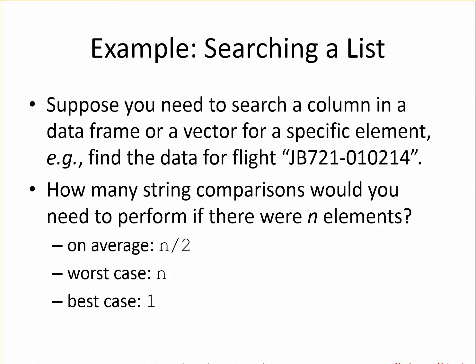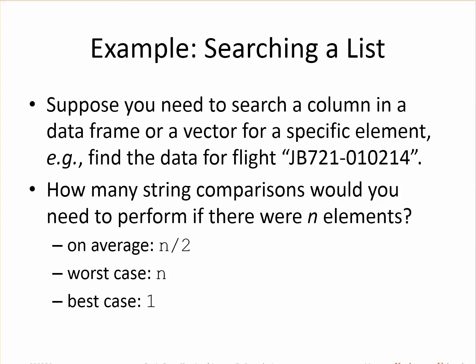Well, on average, you would expect that you need to search about halfway through the vector or the data frame until you find that flight you're looking for. So it's n/2. In the worst case, it's going to be the very last one. And in the best case, it's going to be the first one. So in the worst case, you've got to search every single string, every single flight, so there would be n comparisons you would have to make. And in the best case, you would have to make one comparison. So there is a pretty big difference between average, worst, and best case in terms of runtime.